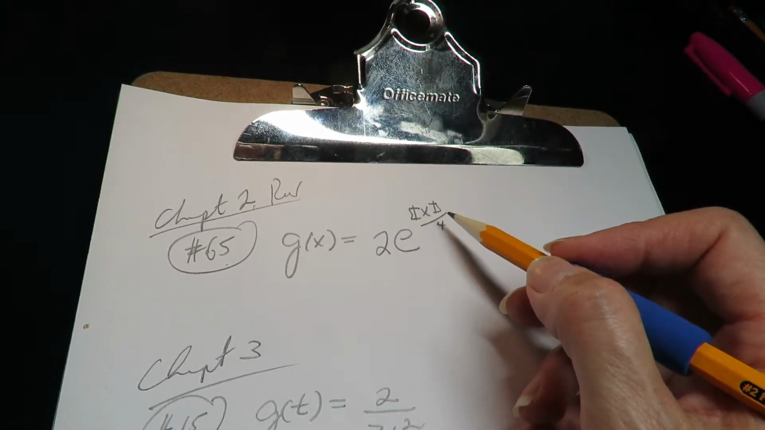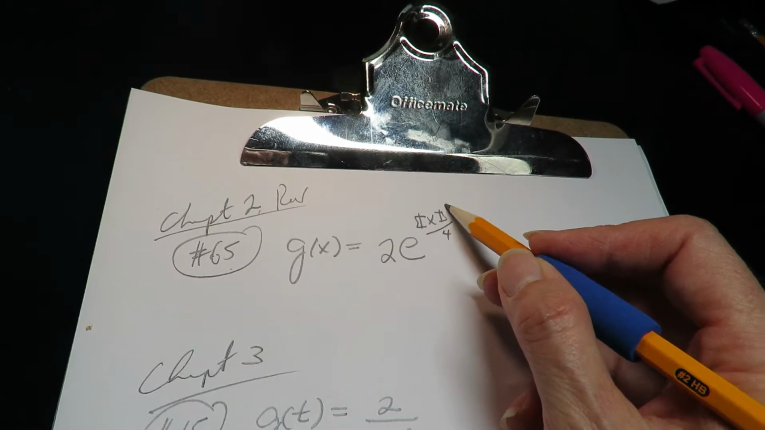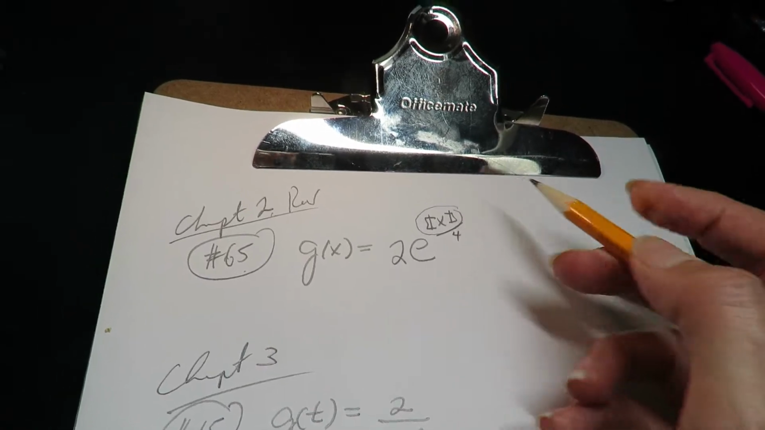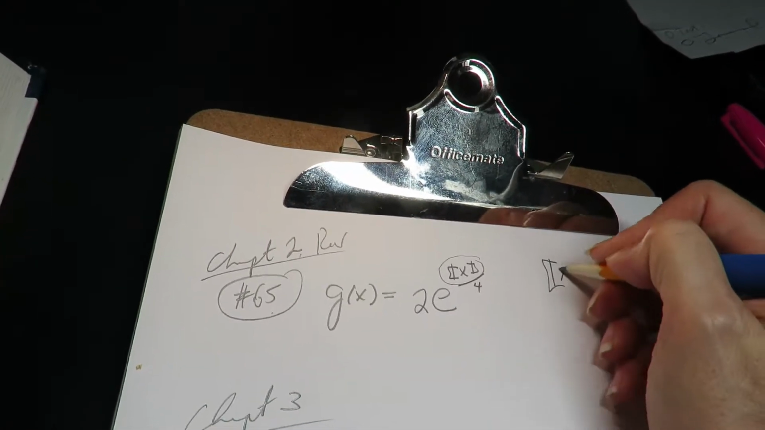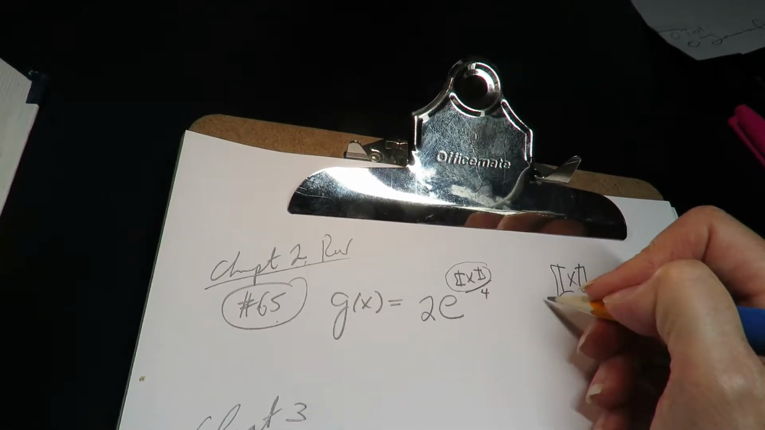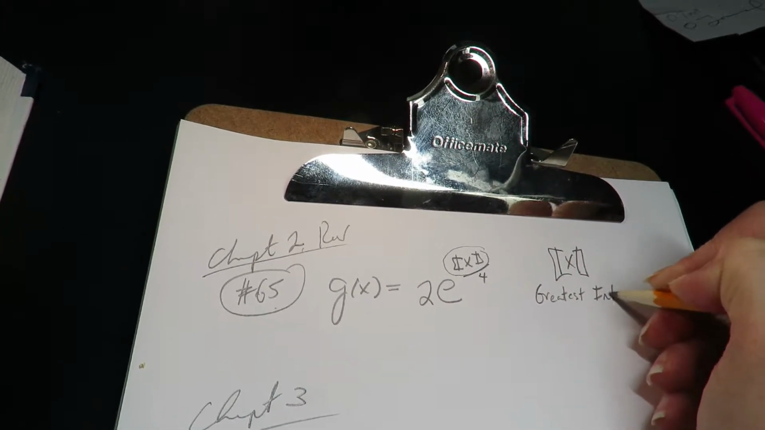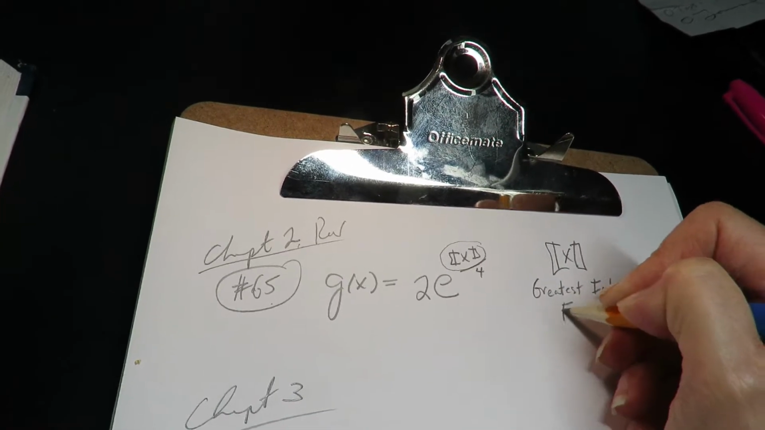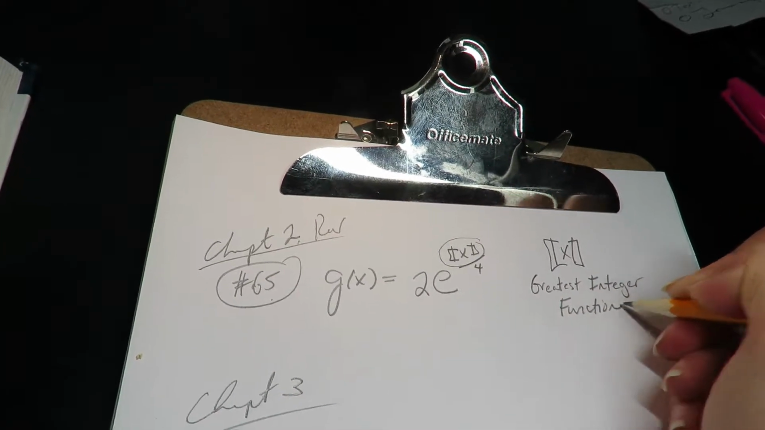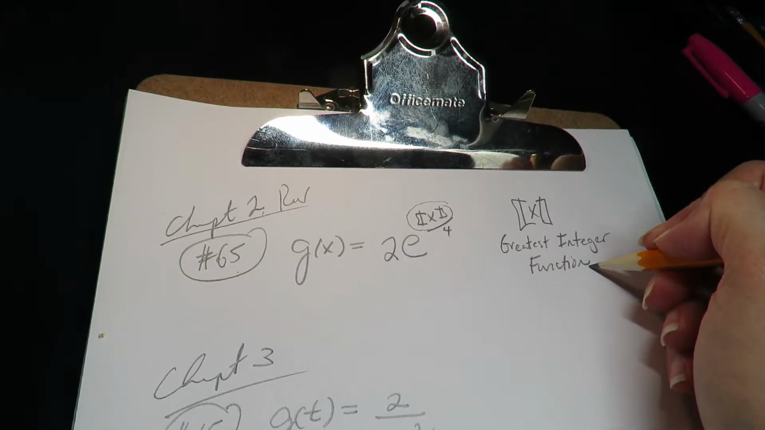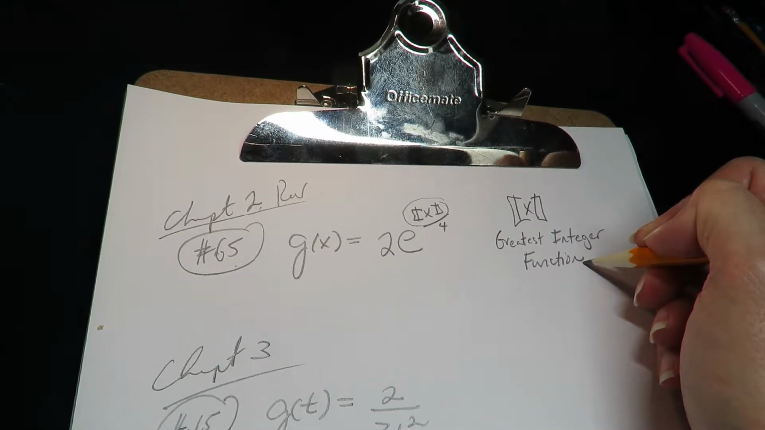For the first one you asked me, this is chapter 2 review, number 65. What makes this function discontinuous is this part right here. This part right here is what we call the greatest integer function. It's a rounding down function. It rounds down to the nearest integer.